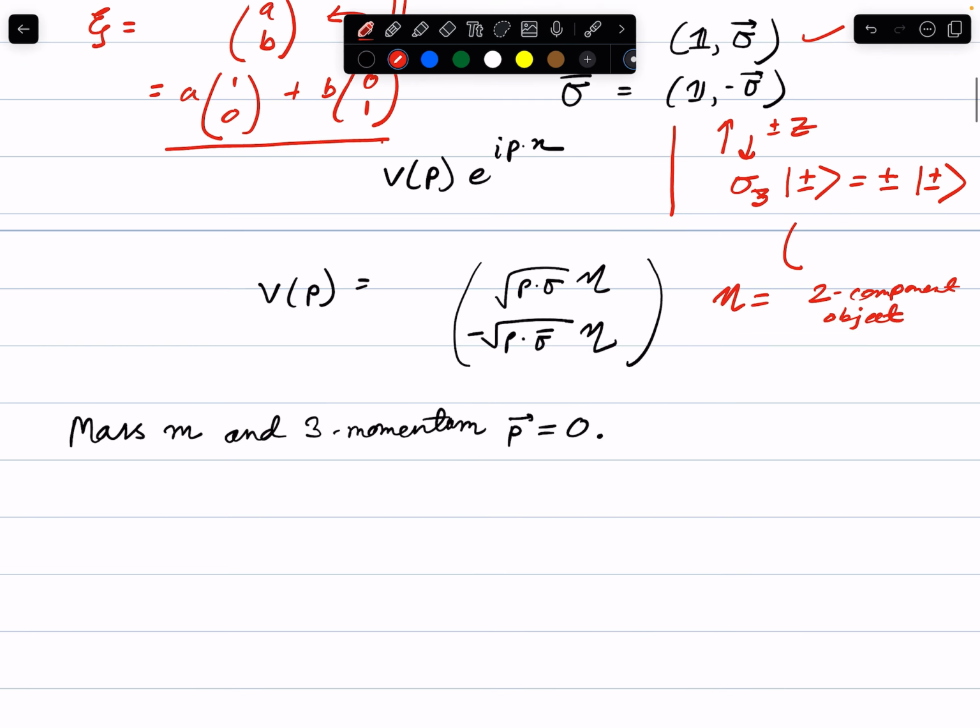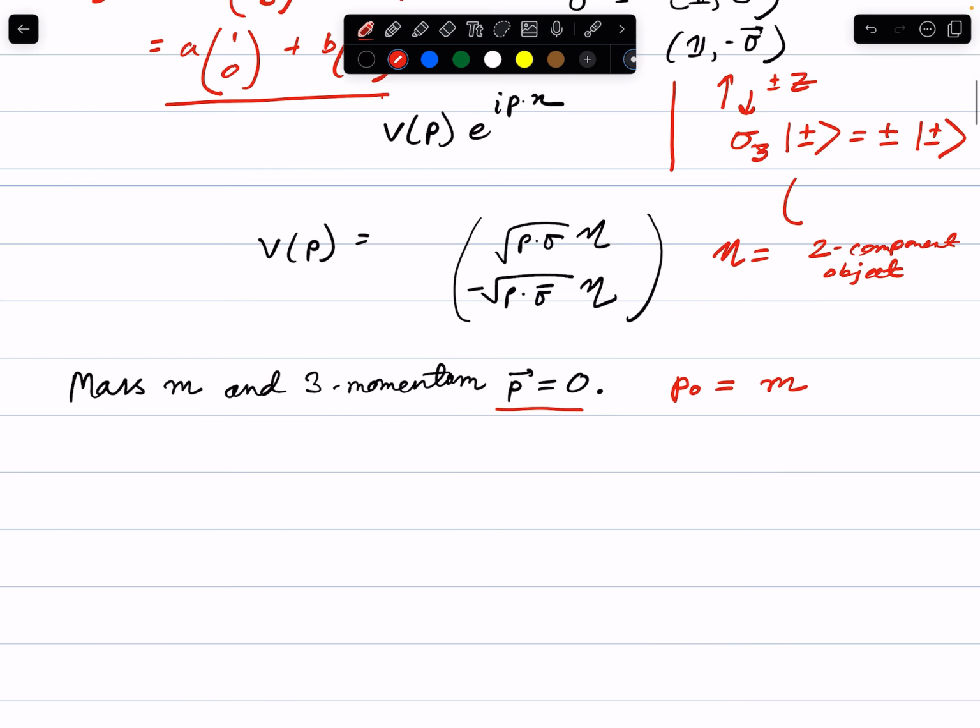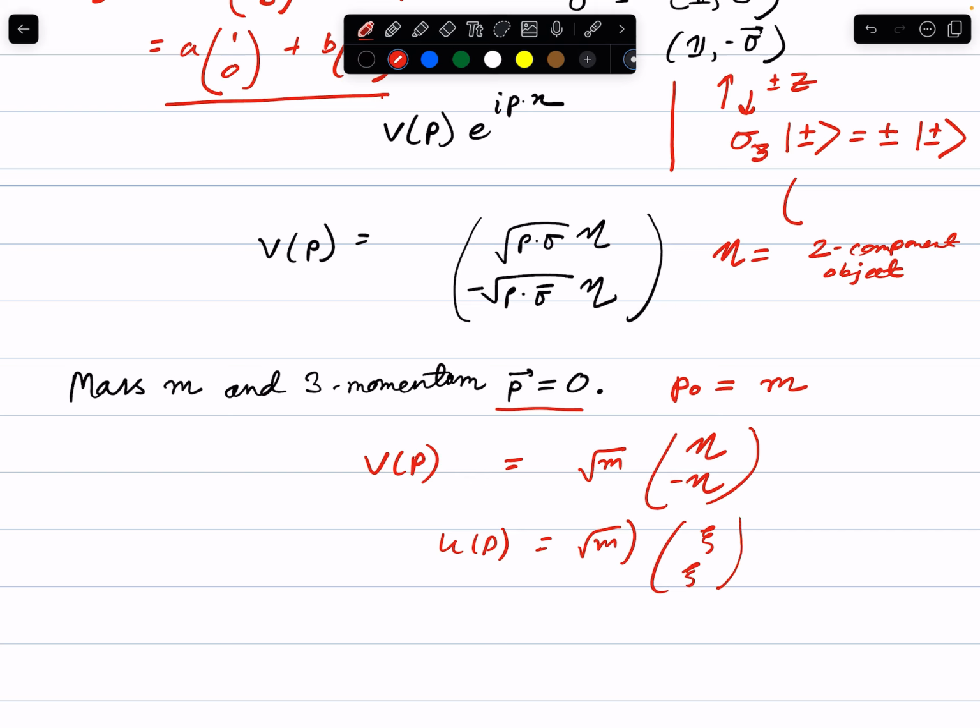So the simplest solution is when the 3-momentum is 0, and then p naught is just m, and then you get the solution, which is square root of m for v_p, eta minus eta, and for u_p, square root of m. So this is a system at rest, and it only has spin, so it is completely described by its spin.